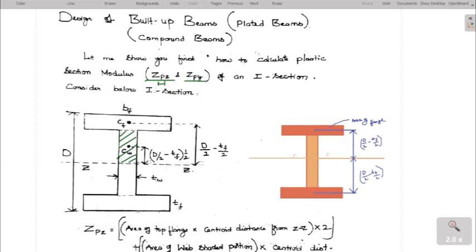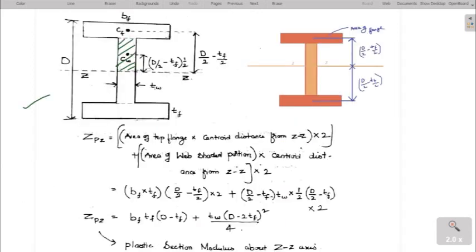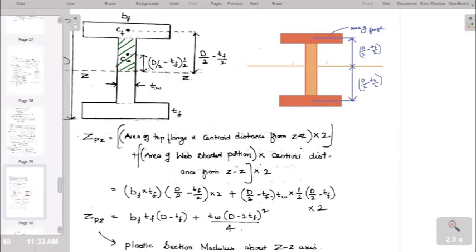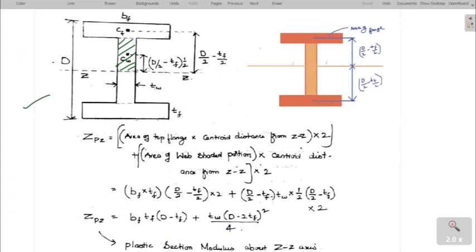So this is the figure that you see, and the equation is simple. In order to calculate the section modulus about any axis, the simple thing is you have to take the moment of the area. So we have two elements here, that is flange and web.